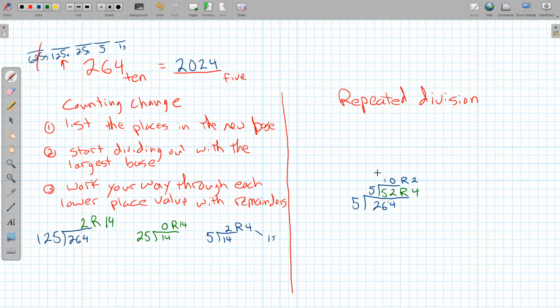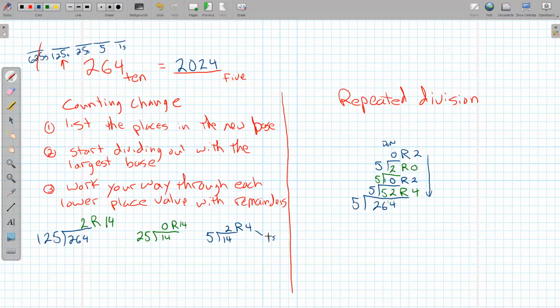And we keep going. 5 goes into 10 twice with a remainder of 0. Keep going. I got to get the 0 as the quotient. 5 goes into 2 0 times remainder 2. And there's my answer right there. Once I get that 0 quotient, that says done. So I get 2024. Remember, we don't leave that as 2000. It's 2024. Two 125s, no 25s, two 5s, and four 1s is what we get.